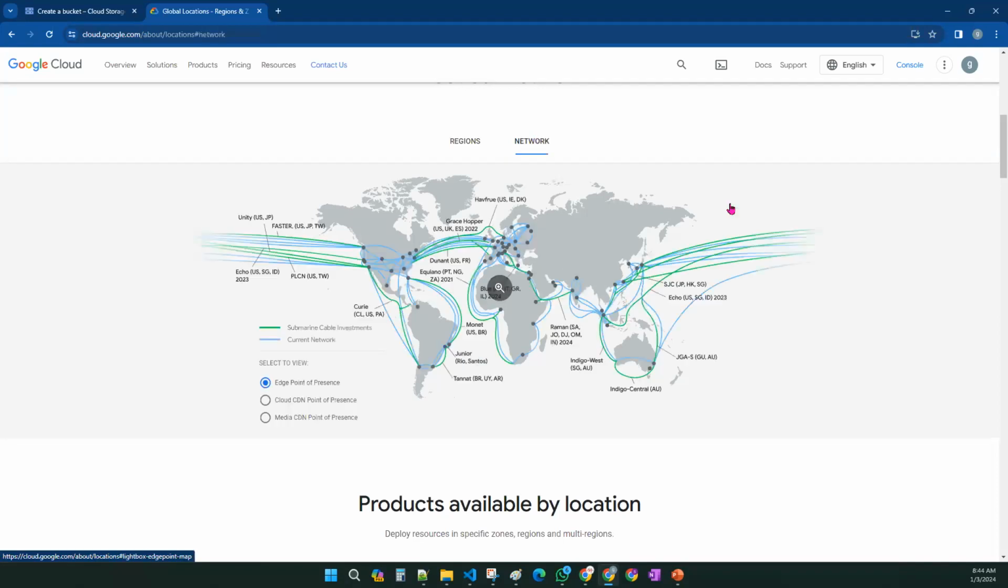So this is how the network is connected. Someone was asking about it, right? So this is the network connection, and this is how the edge locations are connected.